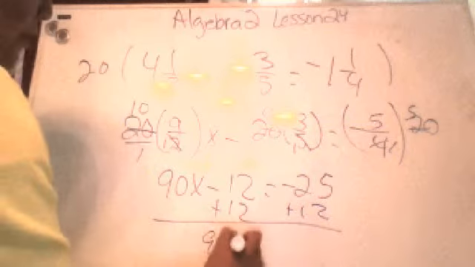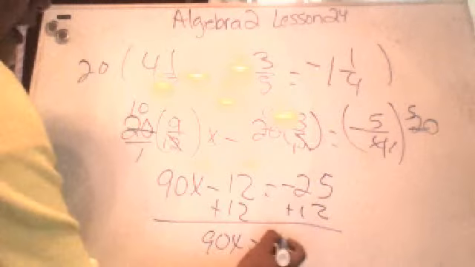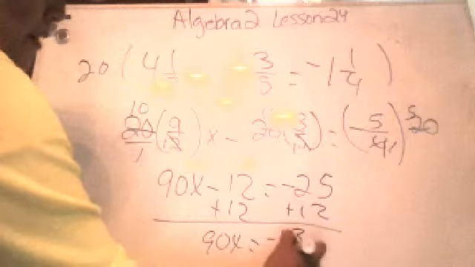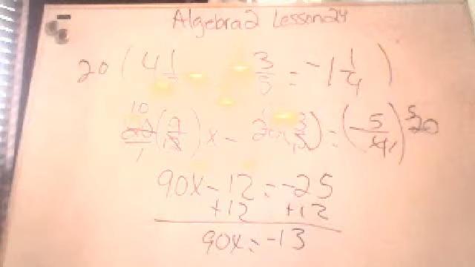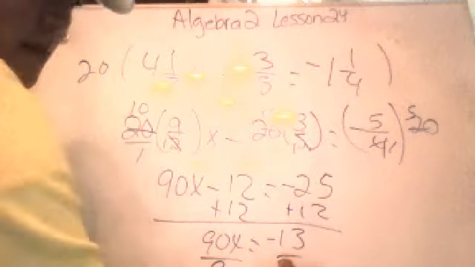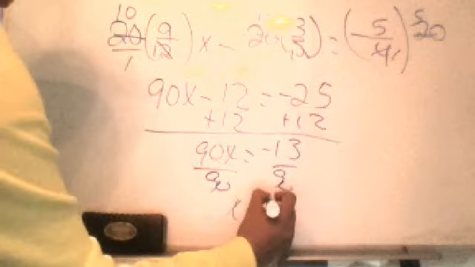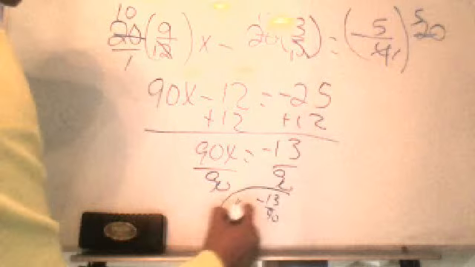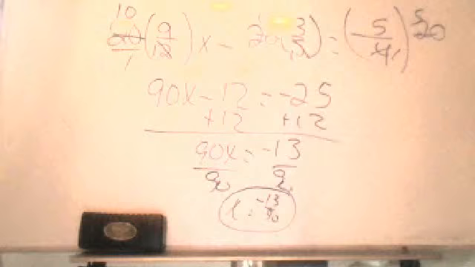You can work with fractions if you like them. I don't personally like them. I'd rather work with whole numbers. But that will work too. Well, then you solve for x. You divide by 90. Okay? You get x equals negative 13/90. And you can't simplify. That's simply your answer.